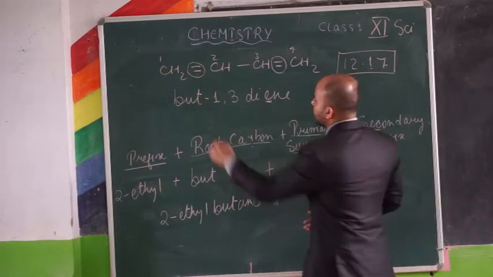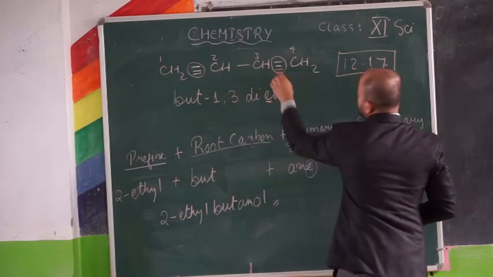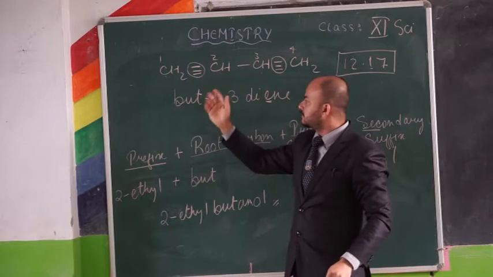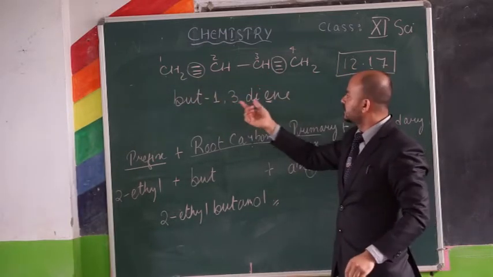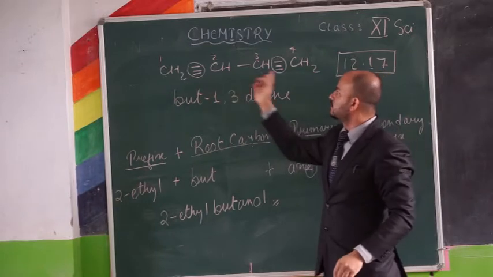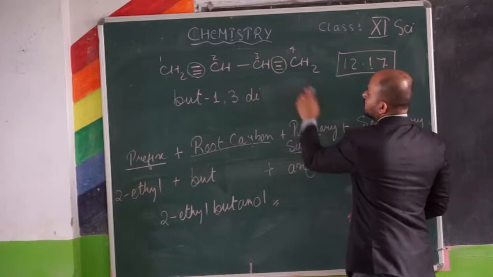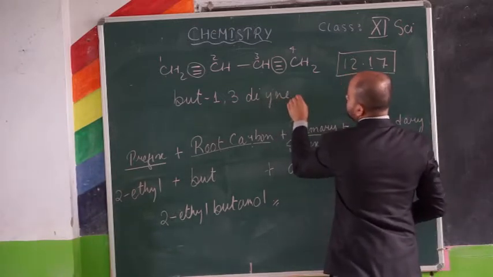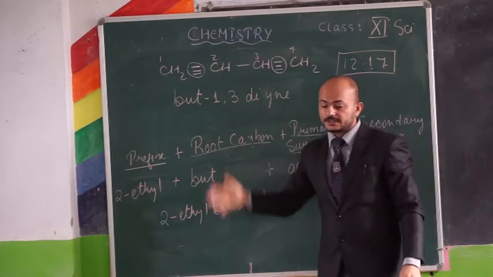Now suppose you had a triple bond here and also a triple bond here. Again, the numbering would be the same, with the same number of carbons, at positions 1 and 3. The position is also the same. It will be "di" because two triple bonds are present. Now instead of "ene", it will be "yne", because a triple bond is present. Okay, diyne. Hope this is clear.